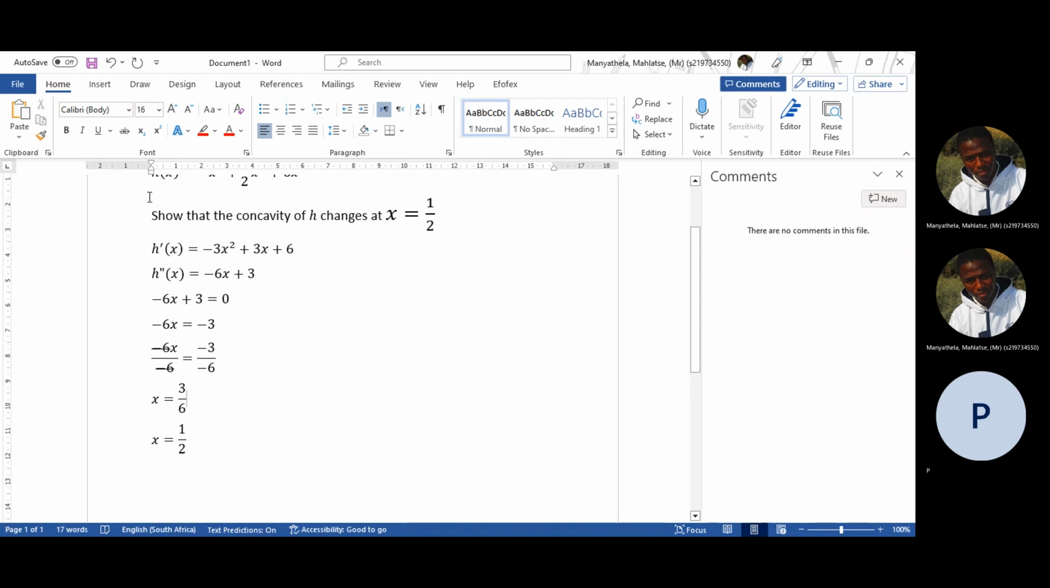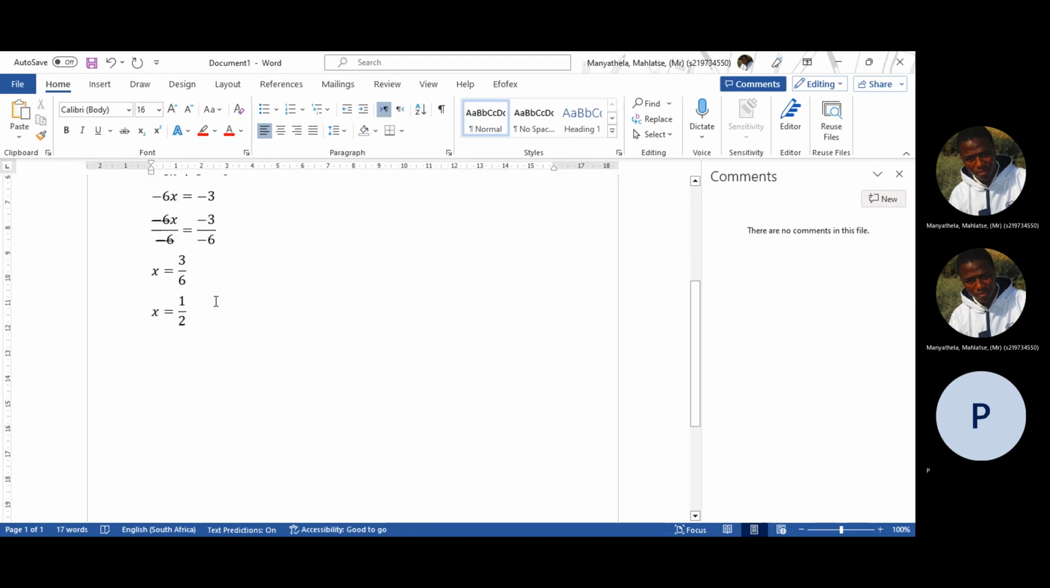So you have shown that the concavity of h changes at x equal to 1 over 2. They will either say show that the concavity changes, or determine the point of inflection. If they're saying determine the point of inflection, let's know that we're dealing with the derivative of the derivative, point of inflection or concavity.